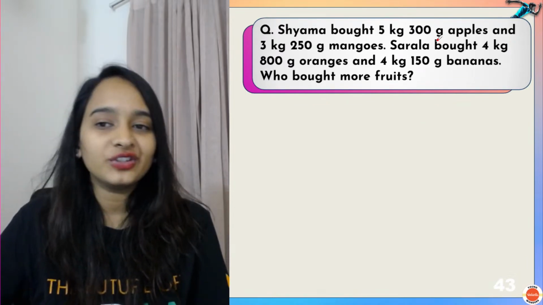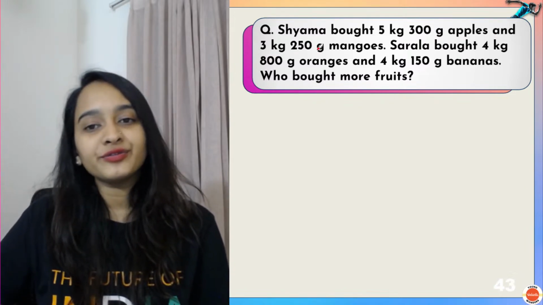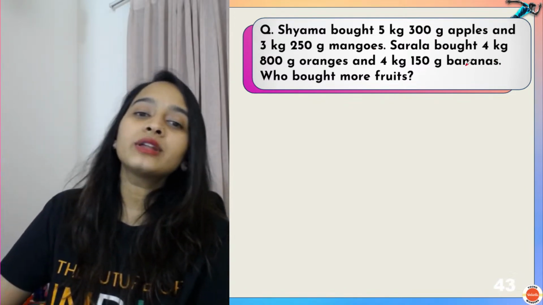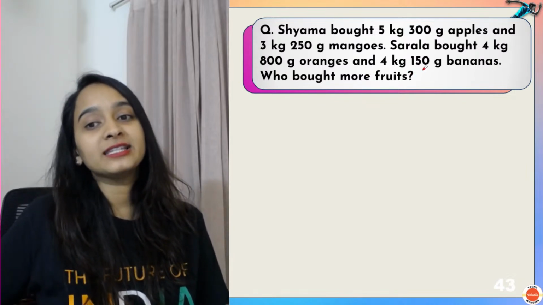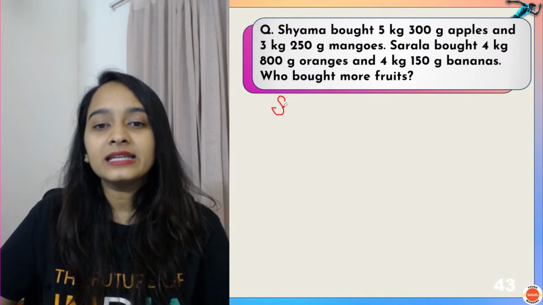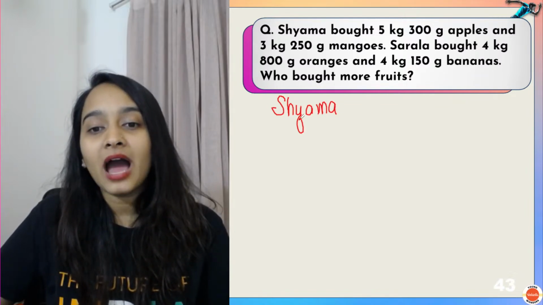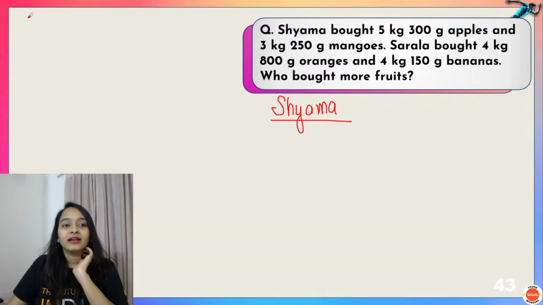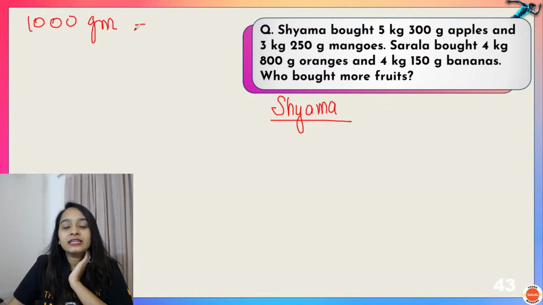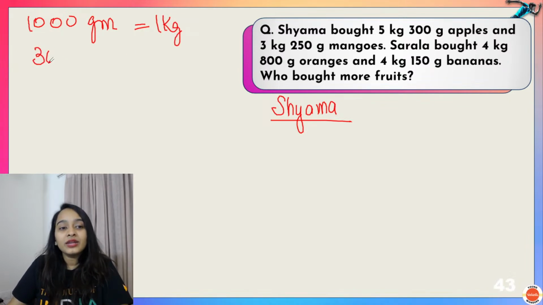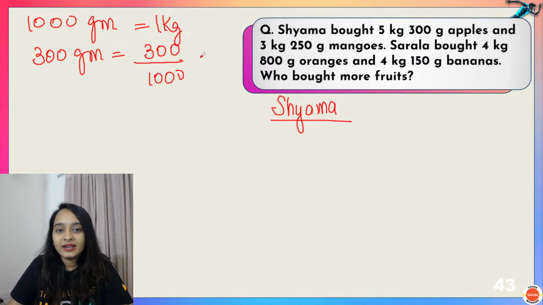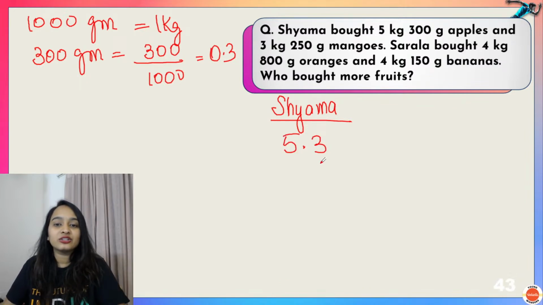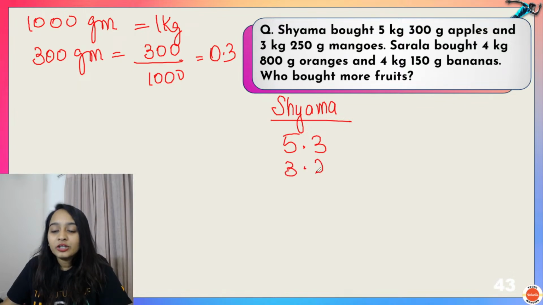Shama bought 5 kg 300 grams of apples, 2 kg 250 grams of mangoes. Sarla bought 4 kg 800 grams of orange and 4 kg 150 grams of bananas. So basically, we have to convert the grams to kg. So guys, what do we have? 1000 grams is equal to 1 kg. So your 300 grams will have how much? 300 by 1000, which is 0.3 kg. So Shama bought 5.3 kgs of apples, 3.250 kgs of mangoes.